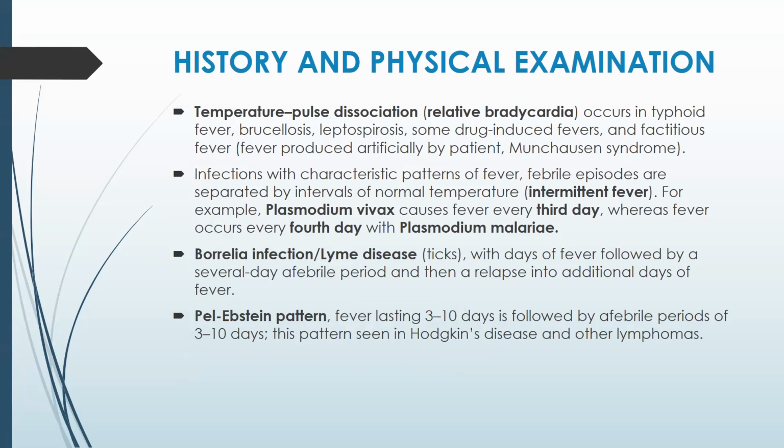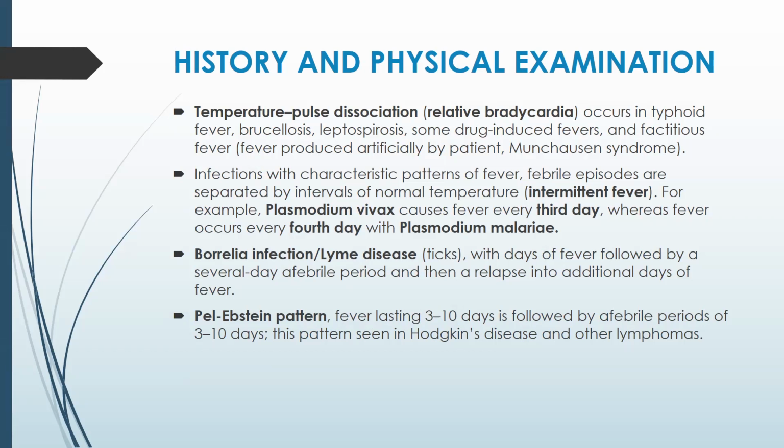When we examine the patient, it is important to examine the pulse as well. Whenever there is a temperature and pulse dissociation, that is, when the pulse is on the lower side in spite of the high grade fever, the question should be asked about infections like typhoid fever, brucellosis, leptospirosis, or some drug-induced fever. Or even it can be a factitious fever, a psychiatric disorder called Munchausen syndrome, where the patient deliberately feigns to be having a fever. So whenever there is bradycardia along with high temperature, either it could be due to typhoid fever or some infectious disease, or some psychiatric illness should also be ruled out.